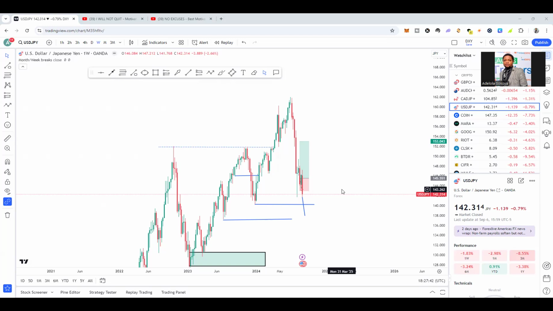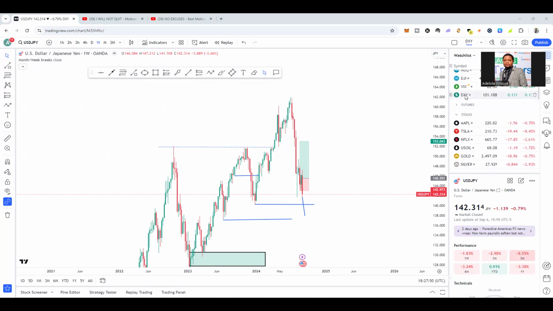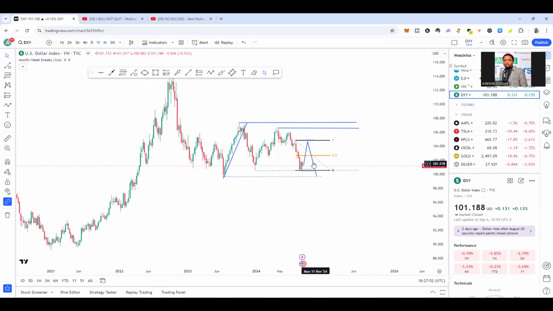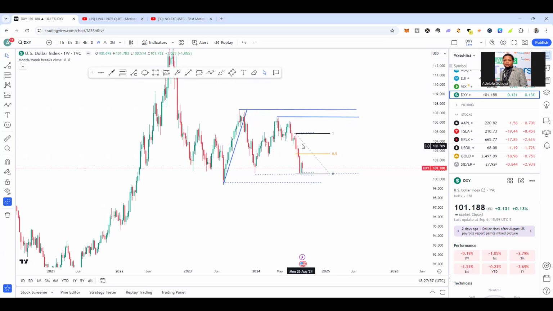Already, I have a feeling that the news has been priced in, so we might not see a massive sell-off on the dollar index yet, because the dollar index is pushing up. On September 18, we might see a pullback towards this area. I'm going to be looking to see if this area holds. Immediately they said they're going to be cutting rates, the dollar started selling off, and I feel the dollar is about to bottom already, because it already bottomed around this area.